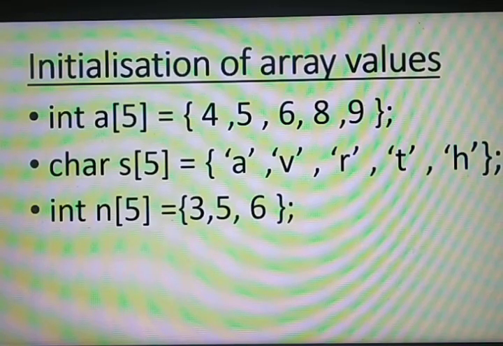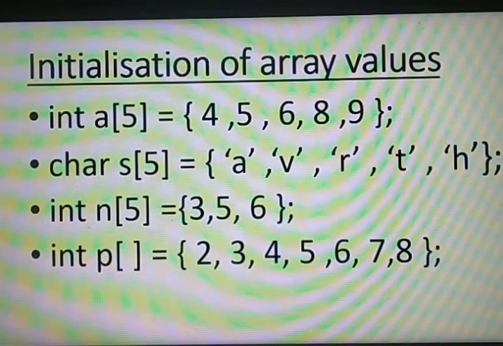Then I have declared int n of 5. But can you see that there are only 3 values that I have assigned? 3, 5 and 6. But I have declared 5 variables. So when we are initializing like this, we have given only 3 values. The rest of the values will be 0. That is, n of 0 is 3, n of 1 is 5, n of 2 is 6, n of 3 will be 0, n of 4 will be 0.